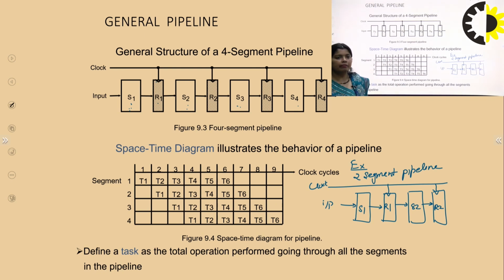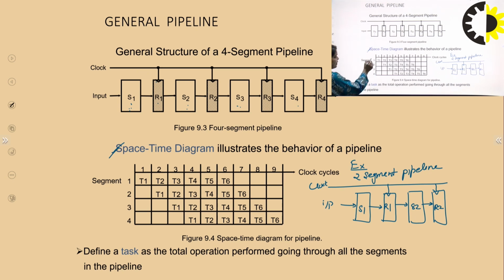If in a paper there is an 8-segment pipeline, it means what? 8 segments will be there, 8 registers will be there, and to each register you have to give a clock pulse as input. Now this is the space-time diagram for the pipeline. It's very, very important, the space-time diagram.